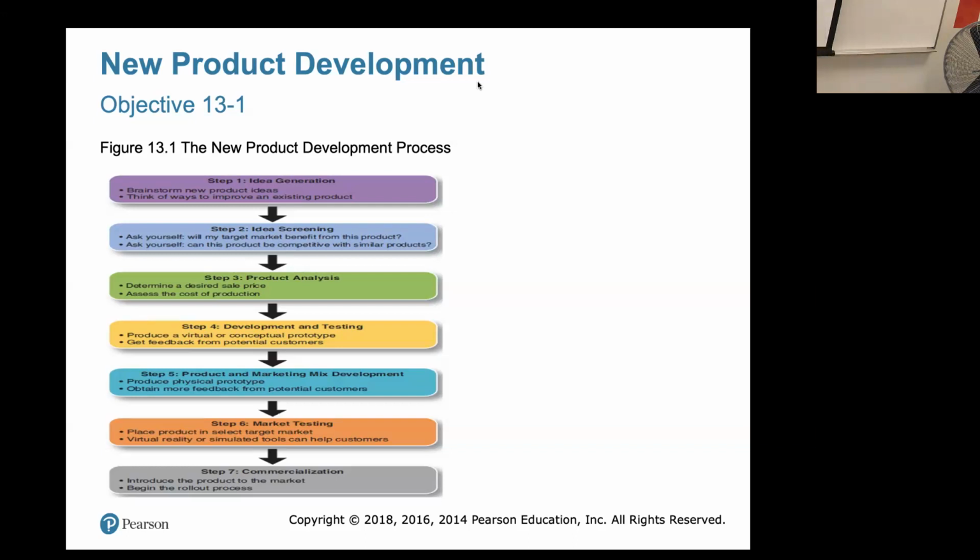Step three is product analysis. Determine the desired sales price and assess the cost of production. So what do you want is, well, I would probably first look at how much is it going to cost me to make this product, and then how much can I sell it for?